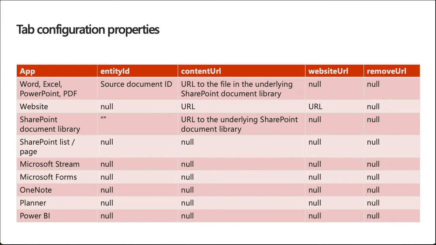If you're going to be using a website and you want to have just the website tab to display a URL, you're going to leave the entity ID and the remove URL properties to null, but you're going to set the URL that you want to open as both the value for the website URL and the content URL. And when it comes to a SharePoint document library, you're going to want to set the entity ID to an empty string, and then the content URL is going to be the same kind of URL that you use for an Office file, except there's no file underneath it. After that, everything else is just null because all of these other tabs, they don't have a configuration object that they will support. So you want to leave all those values null.